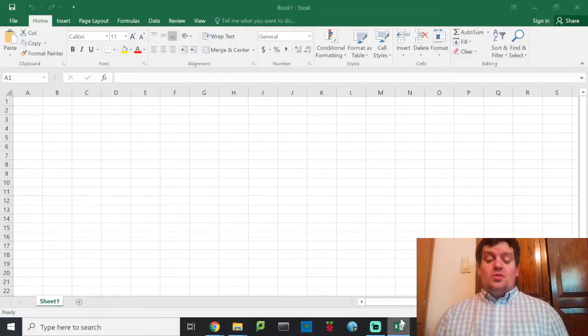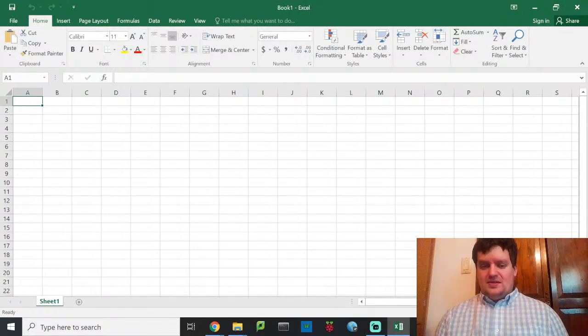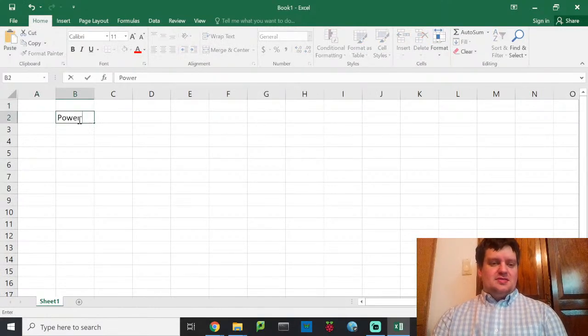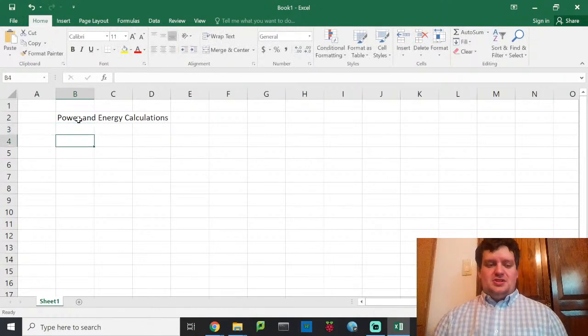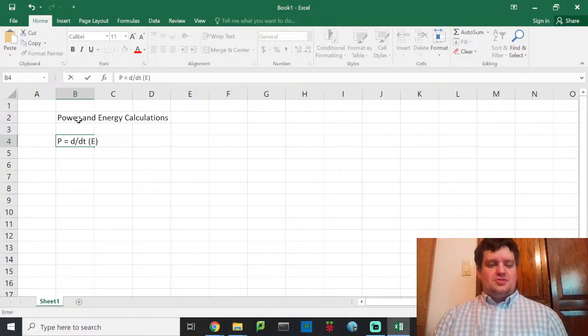Anyways, what we're going to be talking about this lecture is, I'm going to zoom in a little bit to make this more visible on the screen. What we're going to be talking about is power and energy calculations. As I mentioned in the last lecture, your power is going to be equal to the derivative of energy, which I'm going to go ahead and write as E.